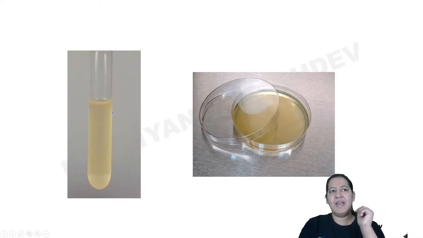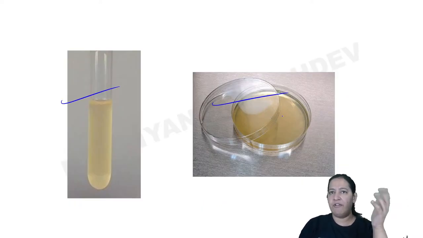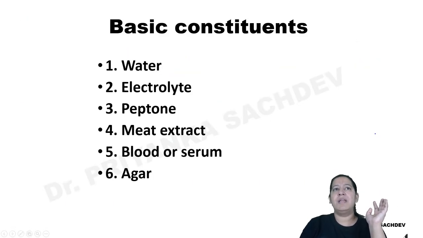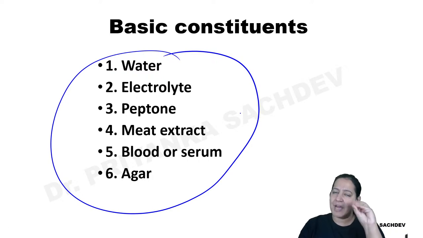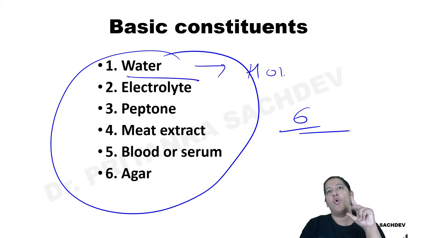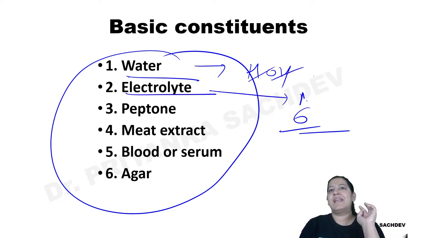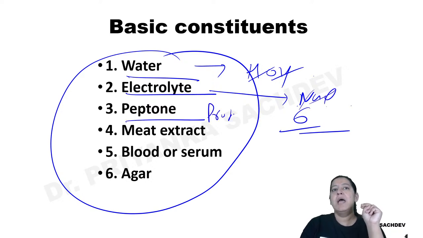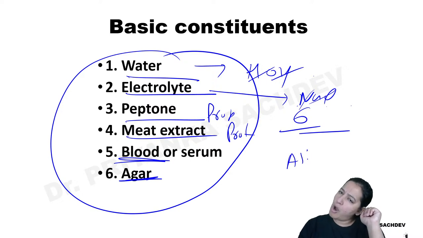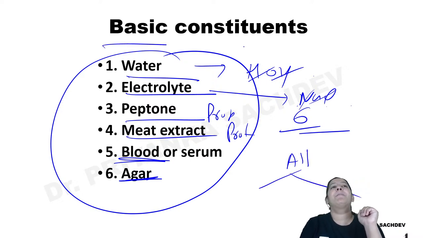Okay? So culture media can be solid, can be liquid, or semi-solid, gel-like material. Culture media have these basic constituents. Six things are present in all culture media. Water: the requirement of hydrogen and oxygen for the bacteria is fulfilled by water, H2O. Electrolyte, it is NaCl, sodium chloride, salt. Peptone water, it contains proteins. Meat extract, it also contains proteins. Blood and agar. These are the six constituents present in all culture media, whether solid or liquid.